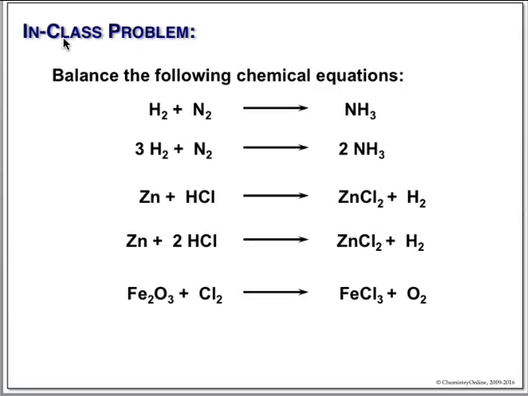We have 3 oxygens here, don't we? 2 on this side, so this is our odd side. So let's fix that, first of all, by putting a 2 in front to give us a total of 6 oxygens. Now, if we go to the other side, we're going to need 6 oxygens, aren't we? So that's going to be 3 O2s.